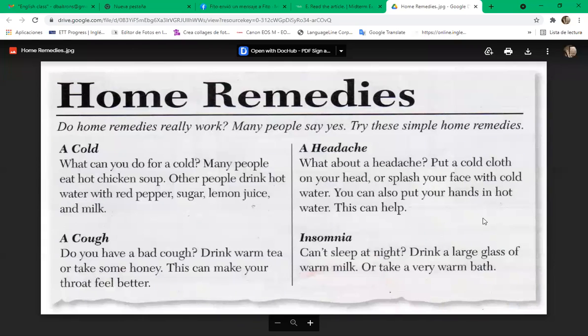Yeah. In El Salvador, we eat honey with lemon. Yes. I don't know who invented honey and lemons. Why? What is the effect? Who invented honey and lemon? I don't know, but it's good.